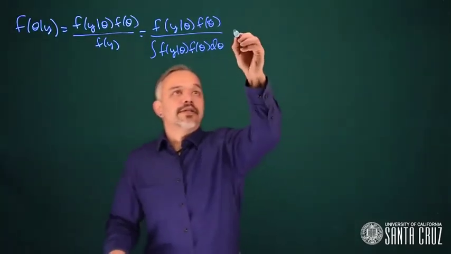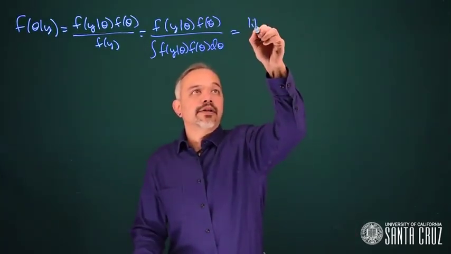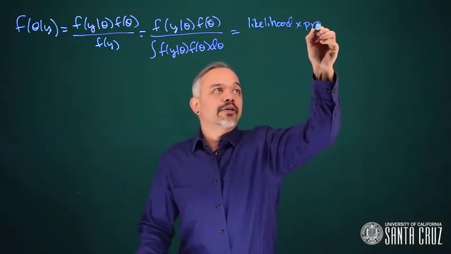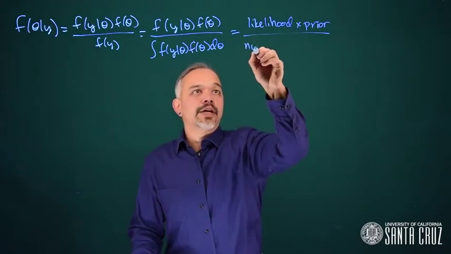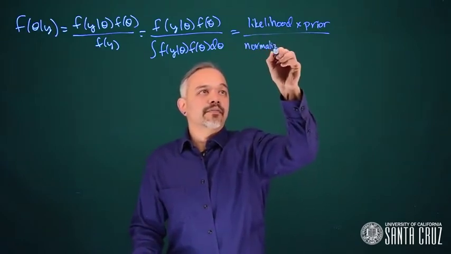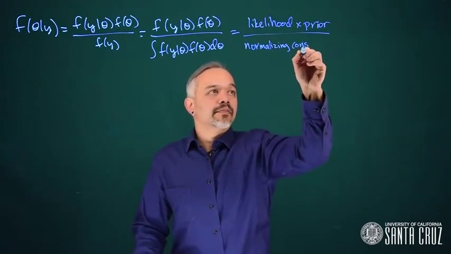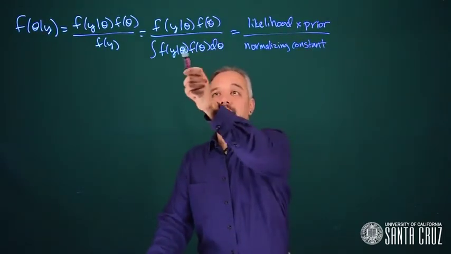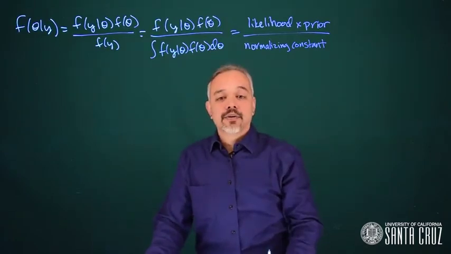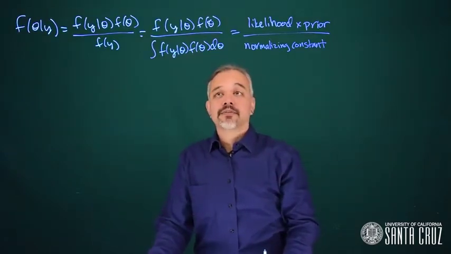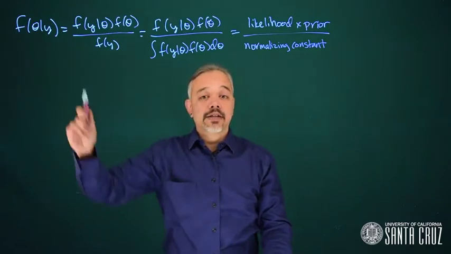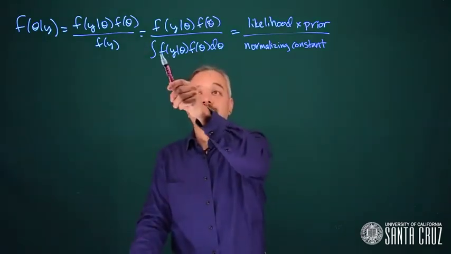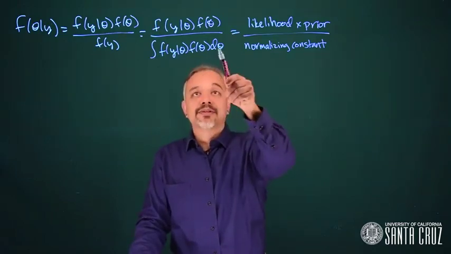We can see that this is the likelihood times the prior divided by a normalizing constant. Likelihood times the prior, and then this is just a constant that will make sure that this integrates to 1, because we need this at the end of the day to be a proper probability density function. And it's clear that this will integrate to 1 because we're dividing by exactly what it is on top.